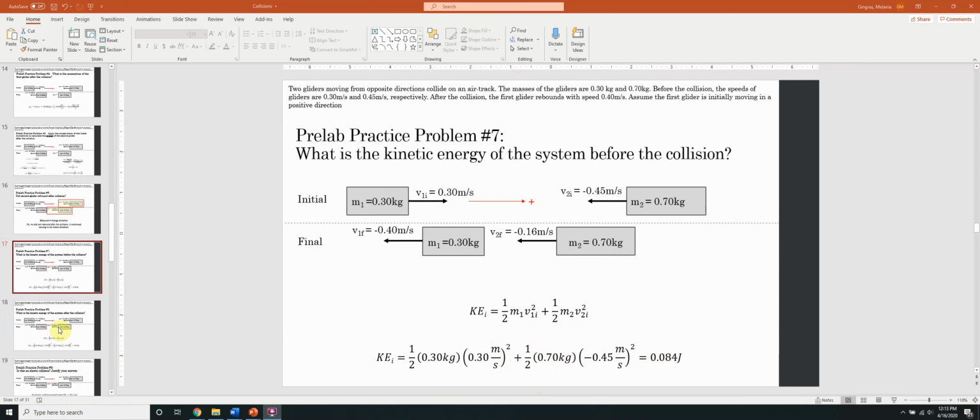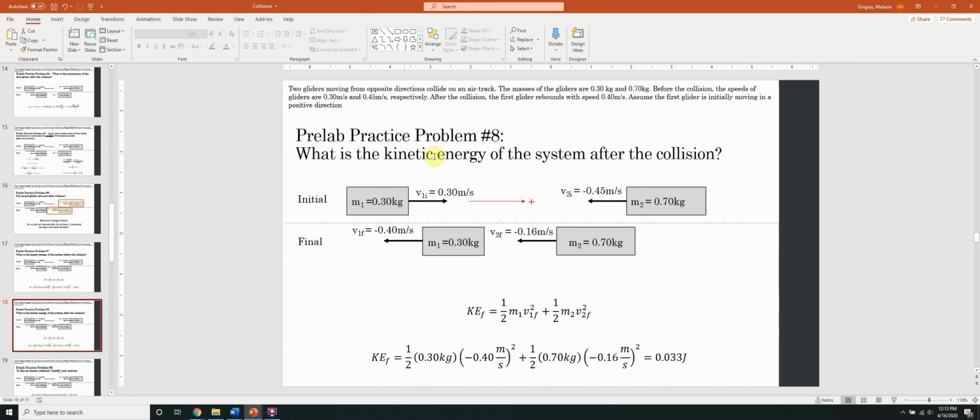All right, so moving on to number 8. What is the kinetic energy of the system after the collision? So KE final is equal to 1/2 m1 v1 final squared plus 1/2 m2 v2 final squared. So we get that the kinetic energy after the collision is equal to 1/2 times m1, which is 0.3 kilograms, times v1 final squared, where v1 final is negative 0.4 meters per second. We add that to 1/2 times m2, which we know is 0.7 kilograms, times v2 final squared.